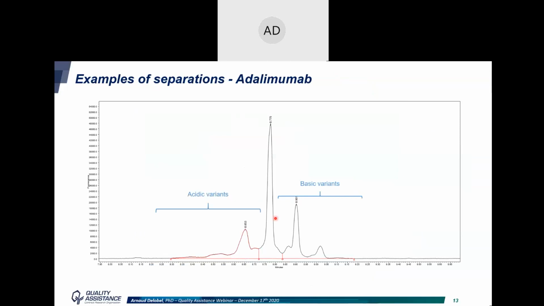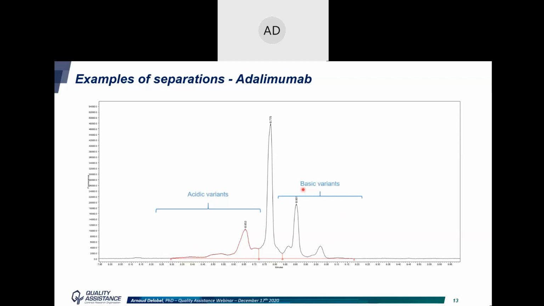So here is an example of separation that is done by icIEF, for example, here on Adalimumab. In the x-axis, you see it's not really minutes, but it's actually the pI. So you are able to measure the pI of your sample. So here about 8.8. And you can see the acidic variants here and the basic variants. So you see that we have a good separation between the different species.